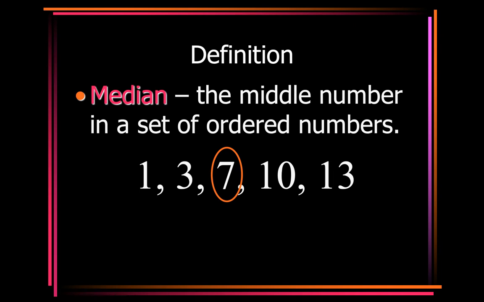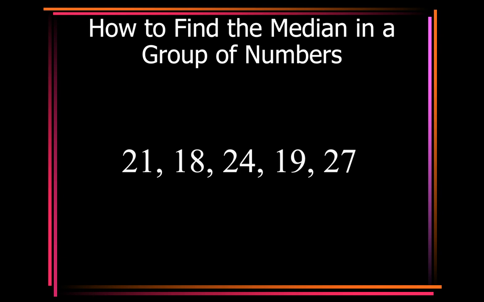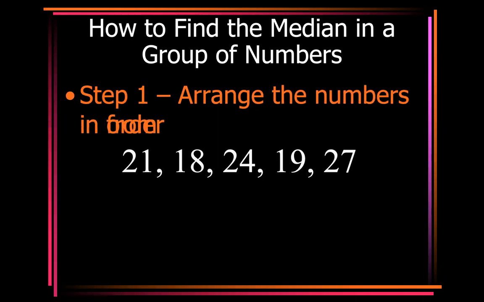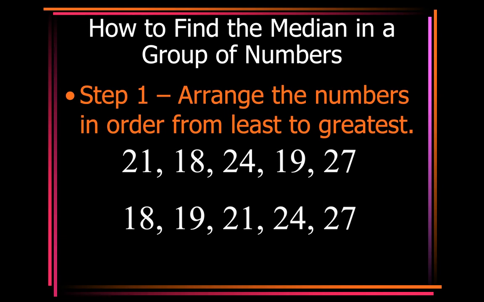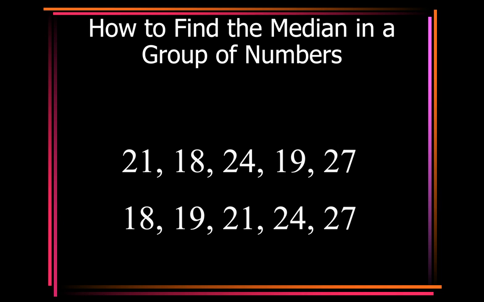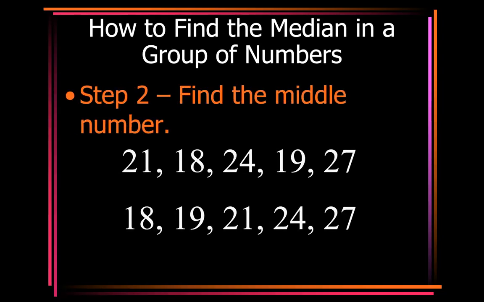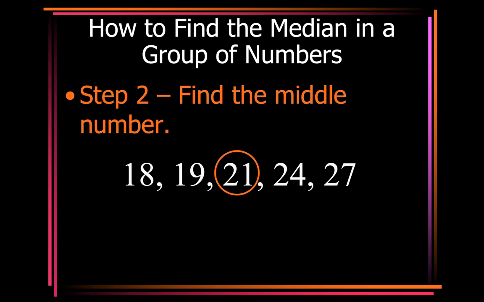So how do we find the median? Step 1, you're going to arrange the numbers in order from least to greatest. Again, if you wrote it the other way, that's fine, but least to greatest makes more sense. So notice these are not in order. If I write them from least to greatest, I get 18, 19, 21, 24, 27. Then in step 2, you're going to just find the middle number. There's 5 numbers again in this case. The middle number's 21. So your median is 21.